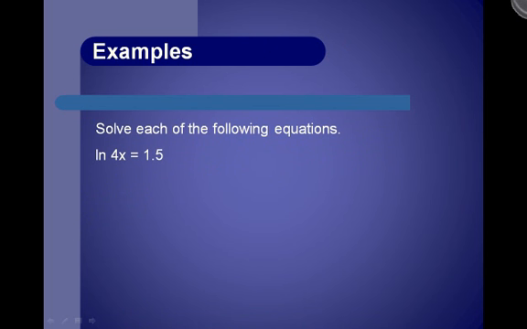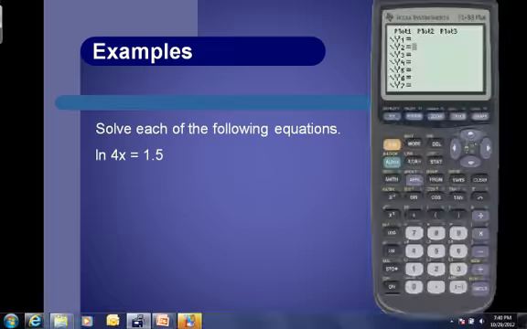So let's do some examples. Solve each of the following equations. The natural log of 4x is equal to 1.5. Again, we could do it on our calculator. y1 is the left-hand side, which would be the natural log of 4x.